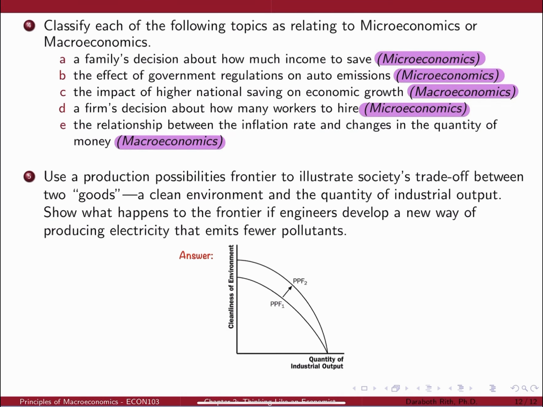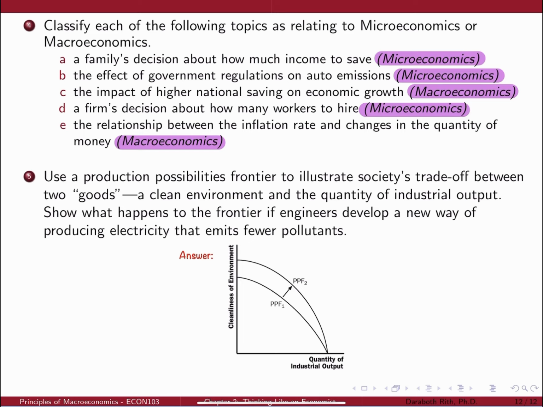Question number 5. Use the production possibilities frontier to illustrate society's trade-off between two goods, a clean environment and the quantity of industrial output. Show what happens to the frontier if engineers develop a new way of producing electricity that emits fewer pollutants. Here, you can plot a 2D graph, with the cleanness of the environment on the vertical axis and the quantity of industrial output on the horizontal axis. Then you can draw a downward curve that represents the inverse relationship between the two.